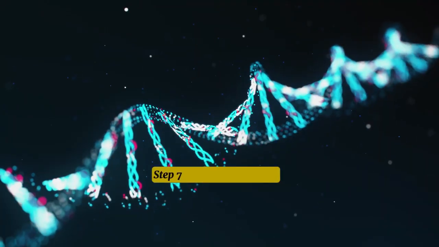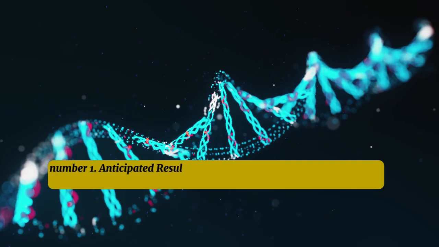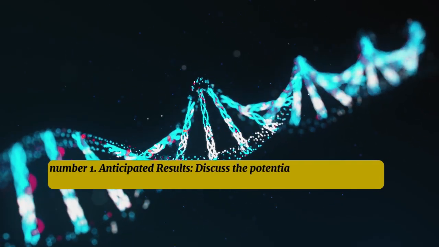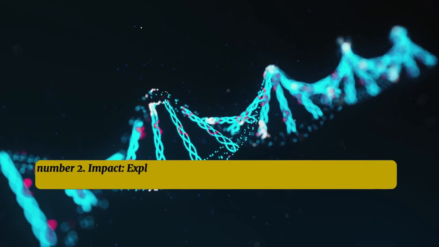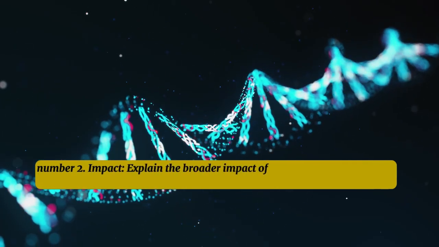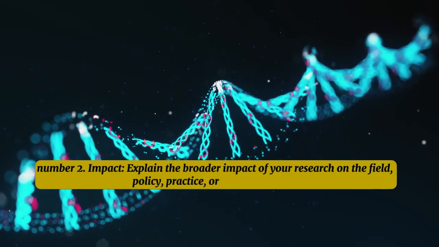Step 7. Expected outcomes. Number 1. Anticipated results. Discuss the potential findings and their implications. Number 2. Impact. Explain the broader impact of your research on the field, policy, practice, or further research.